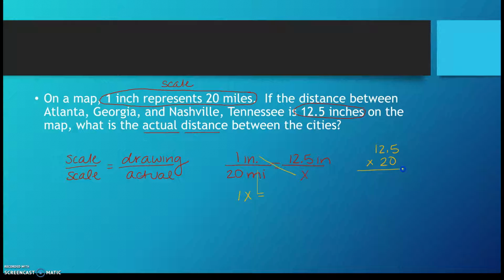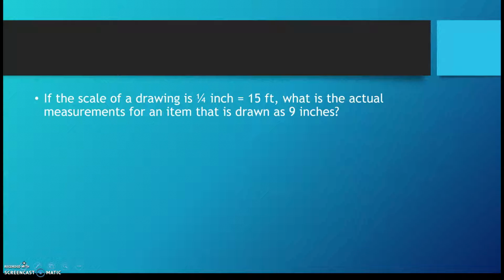So times 20: 0, 2 times 5 is 10, 2 times 2 is 4, plus 1 is 5, 1 times 2 is 2. There's one number to the right of the decimal. So x equals 250, and then since we're at the bottom, our actual, it's miles. So they're saying there's 250 miles between Atlanta and Nashville. So these are pretty easy peasy. As long as we set up our proportion right, you guys know how to solve it.